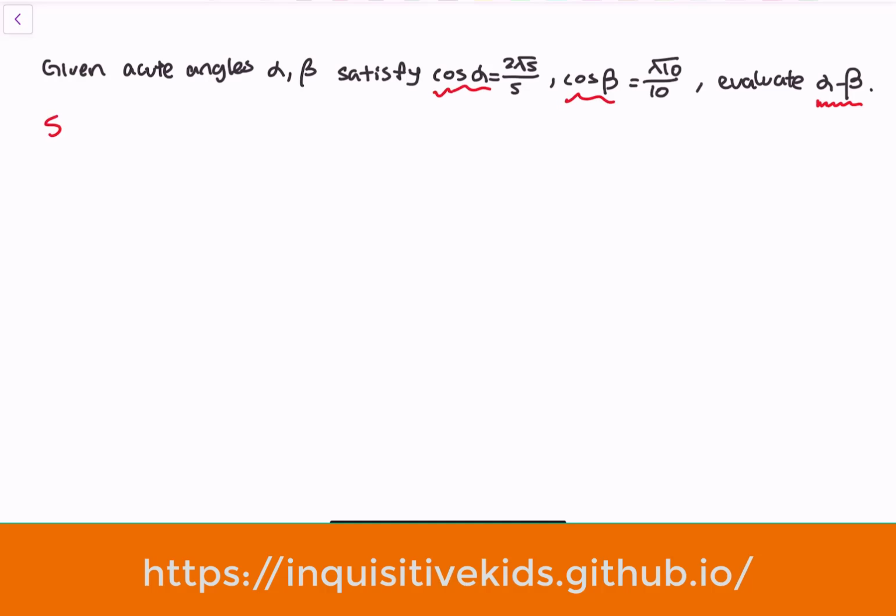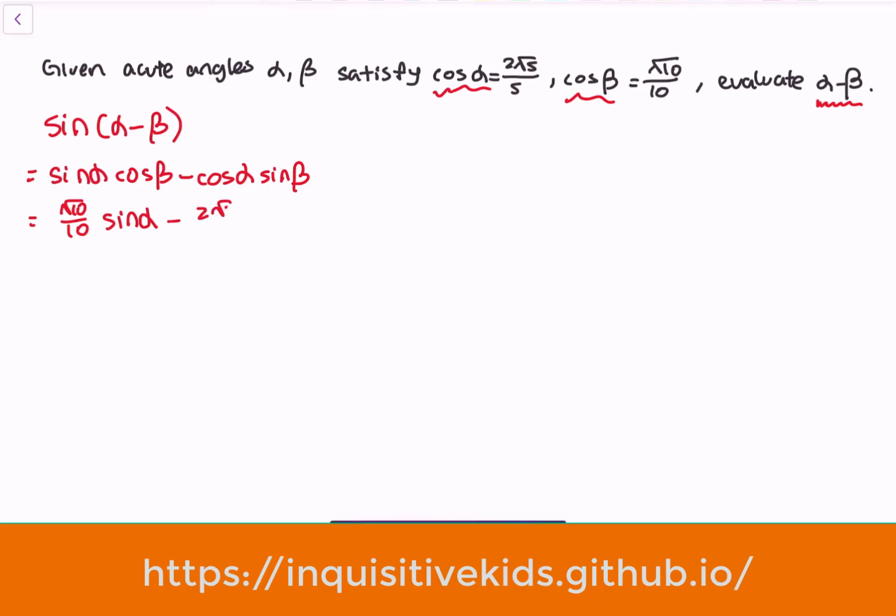Well, if we take sine of alpha minus beta, we can use a formula, which is sine alpha times cosine beta minus cosine alpha times sine beta. And we already know what cosine beta and cosine alpha are. They are just square root of 10 over 10 times sine alpha minus 2 times the square root of 5 over 5 times sine beta. And we can find what sine alpha and sine beta are just by using the Pythagorean theorem.